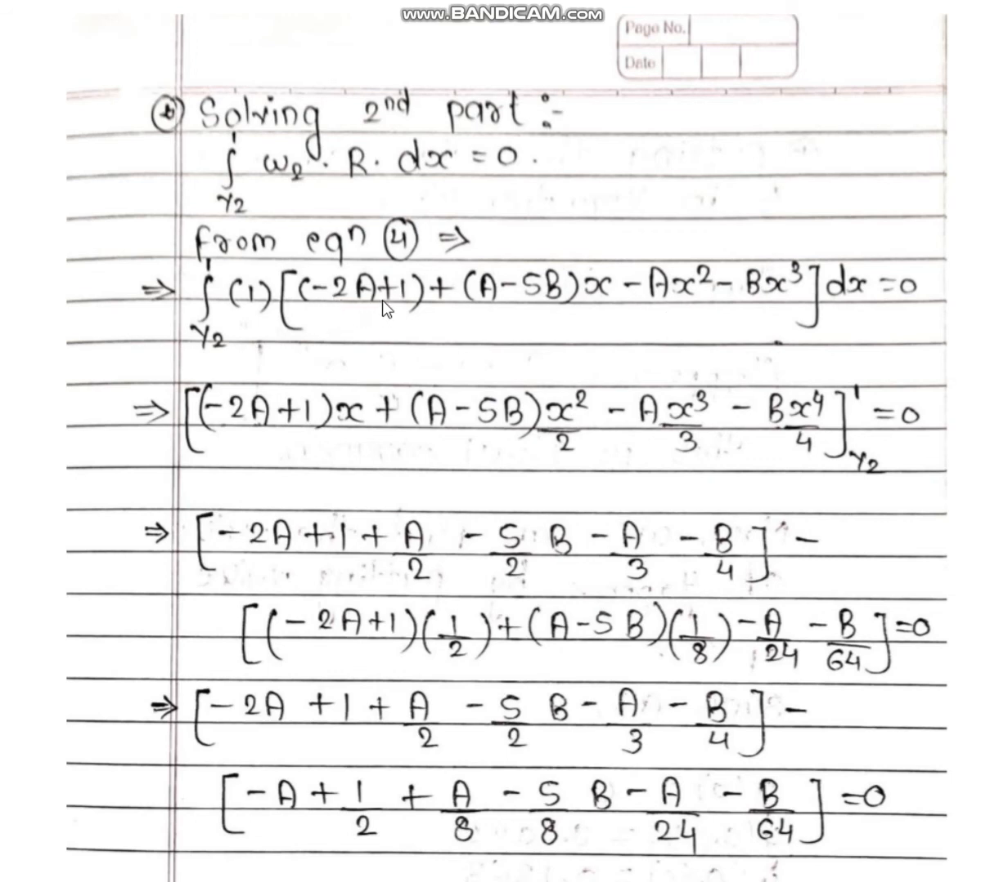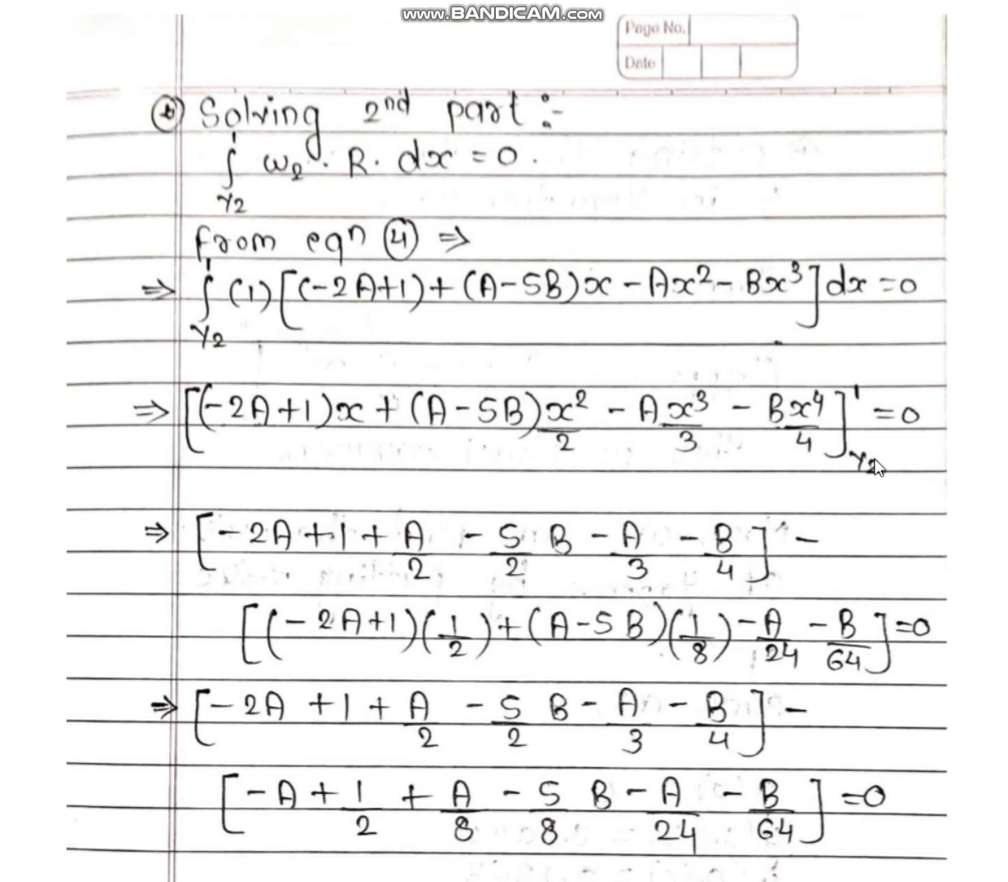The integration of minus 2a plus 1 will be minus 2a plus 1 times x. The integration of a minus 5b x will be a minus 5b times x square by 2. The integration of minus a x square will be minus a x cube by 3. And the integration of minus b x cube will be minus b x to power 4 by 4, and we will put the limits 1 and 1 by 2.